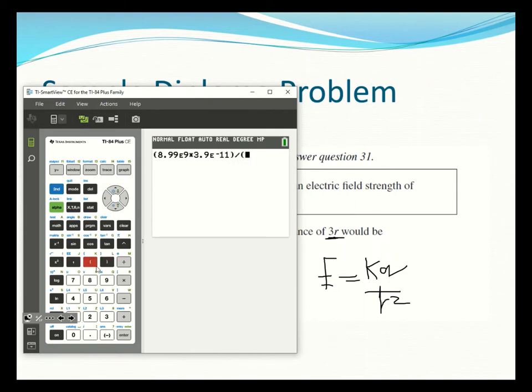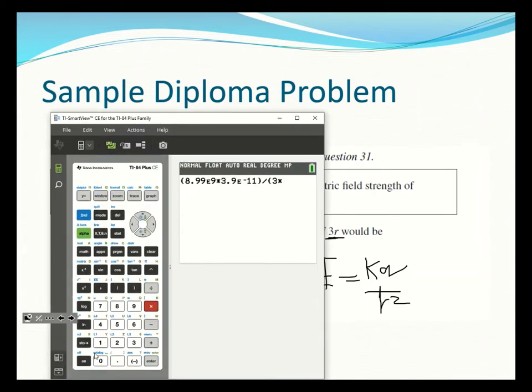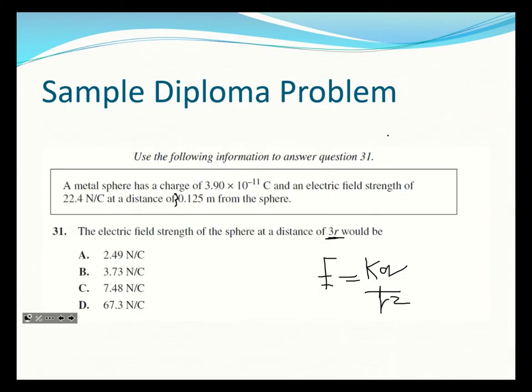Right, and then our radius, so we want to triple our radius. So our radius before was 0.25. And then we can square this. So we want to triple the radius and we want to square it, so the 3 goes inside our brackets and the square outside. And we end up getting 2.49, which is A.